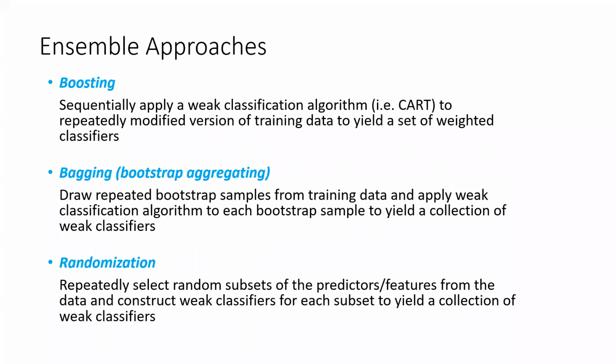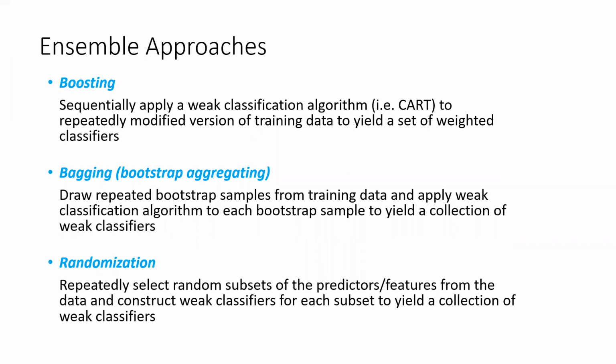There are three different approaches that have been proposed for building ensemble models. So they're all shown here: boosting, bagging, and randomization. We're going to talk about AdaBoost and random forest, and so we need to understand all of these in order to do that.